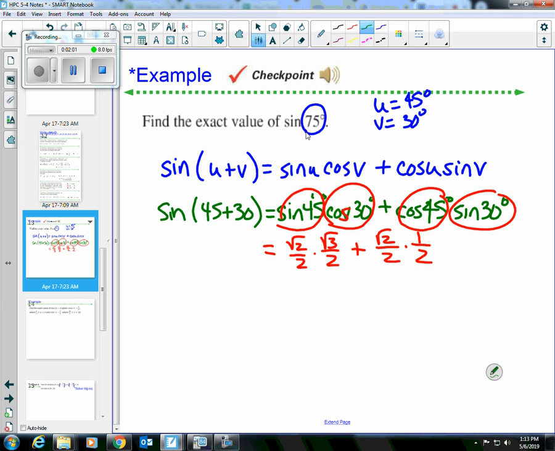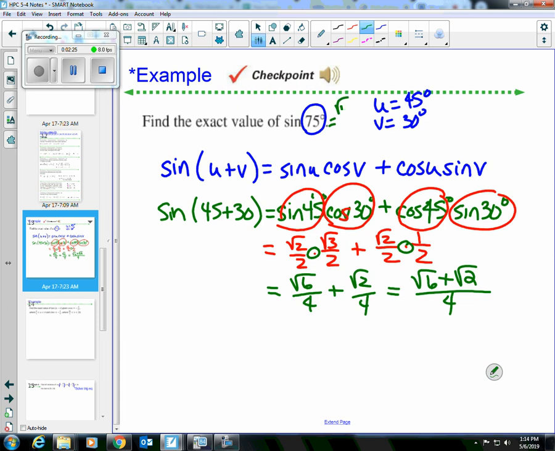Everything from this point on is just arithmetic. We multiply first and then add. So we're doing the multiplications first. Top, top, bottom, bottom. So square root of 6 over 4 and square root of 2 over 4. Those are not like numerators, but the denominators are common, so I can at least write them as a single fraction. So the advantage here of saying, okay, what is the sine of 75? Being able to write it as square root of 6 plus square root of 2 over 4 is that that's an exact answer. If you type this into your calculator, you'll get a decimal equivalent, but this way we actually have an exact answer for that.